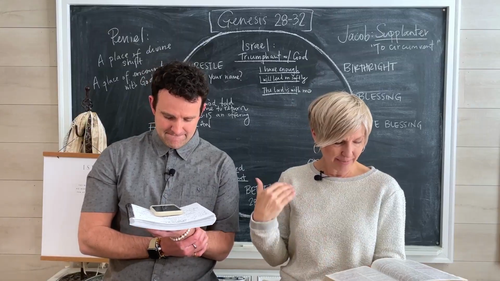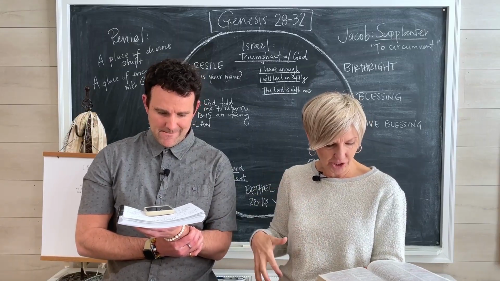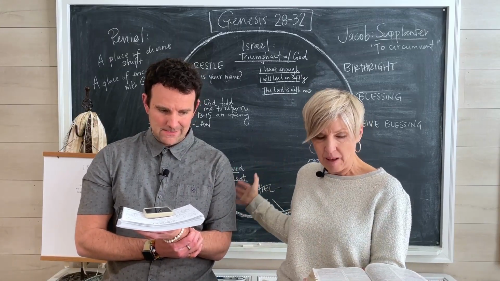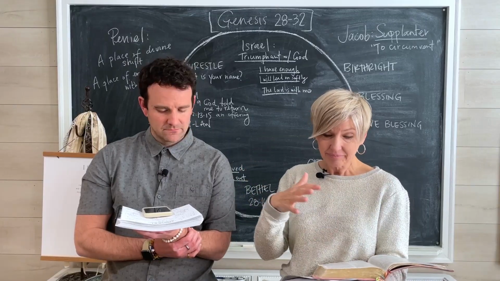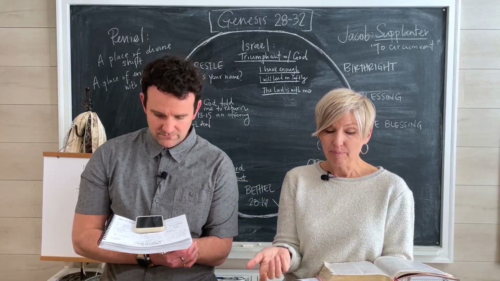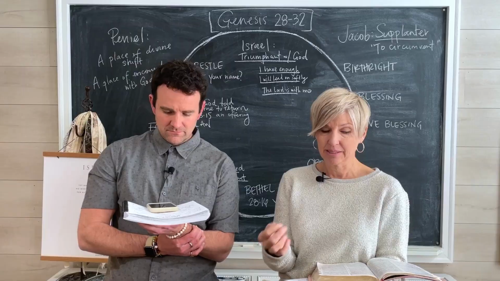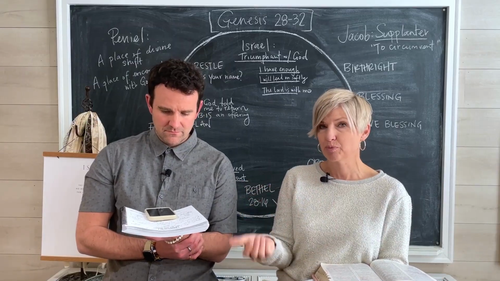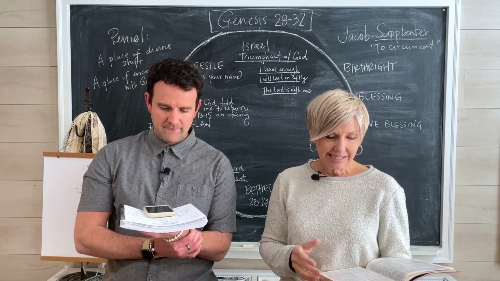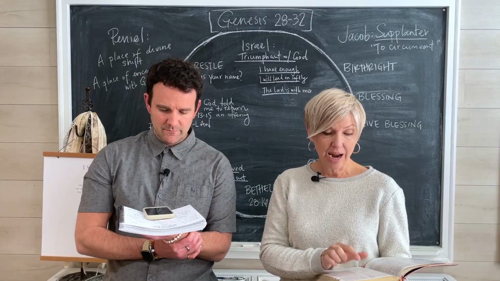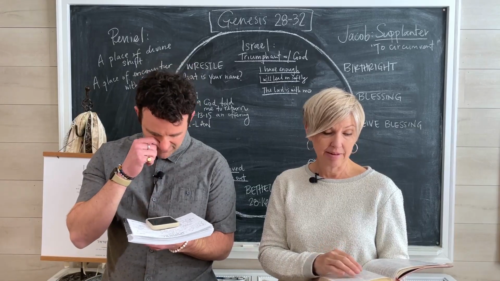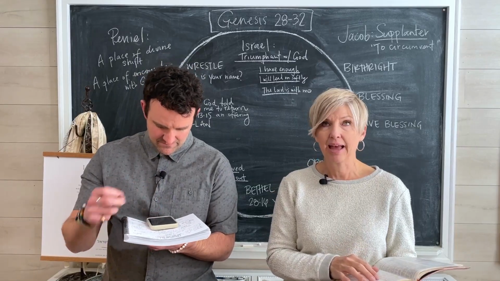And so he puts his handmaids and their children foremost, and Leah and her children after, and Rachel and Joseph at the very end. And he passes over and he bows himself to the ground 7 times until he finally gets to his brother. And then it says this in verse 4, and Esau ran to meet him and embraced him and fell on his neck and kissed him, and they wept.